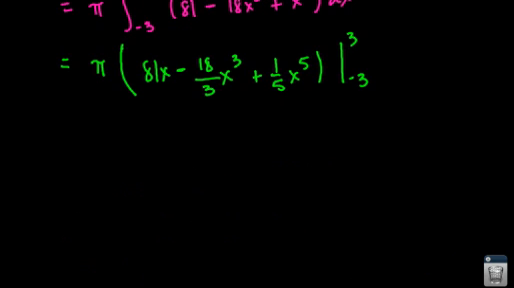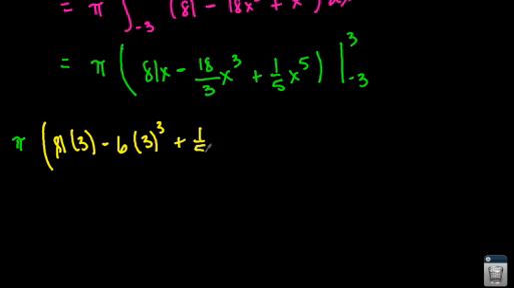Okay, so basically everywhere I see x, I'm going to start by putting in positive 3. Okay, and I'm just going to leave pi hanging out here. I'm not going to attach it yet. So I'm going to go ahead and put positive 3 in everywhere. So positive 3 here, minus 18 divided by 3 is 6, times positive 3 cubed, plus 1/5 times positive 3 to the 5th. Okay, and this is where I need to subtract.